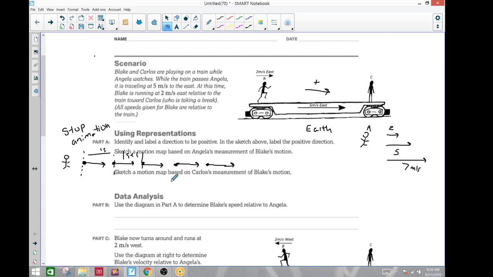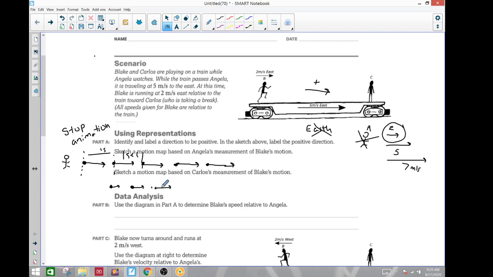Okay, sketch a motion map based on Carlos's measurement of Blake's motion. So here's Carlos, and Blake doesn't care about the Earth, doesn't care about Angela. He just knows what's to him. Okay, so in this situation, it's smaller. It's just 2. Carlos just sees Blake traveling at him at 2. So if this length is 7, then maybe we want to do something a little bit shorter to represent this motion. I have it right here. It's just this guy.